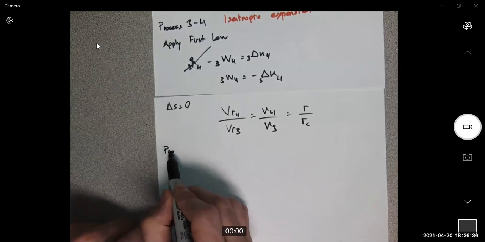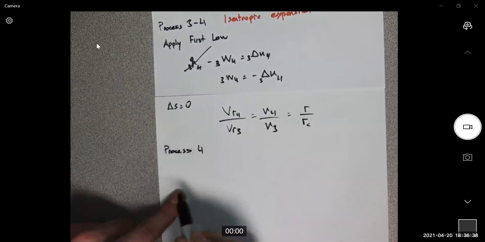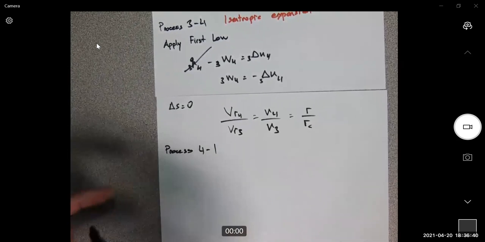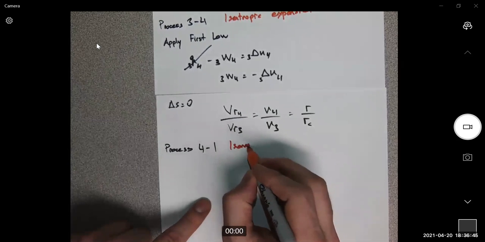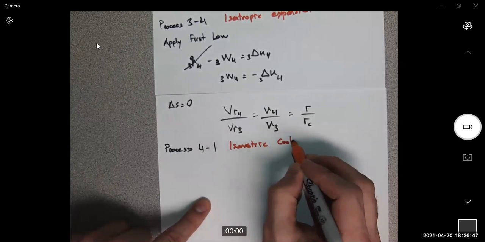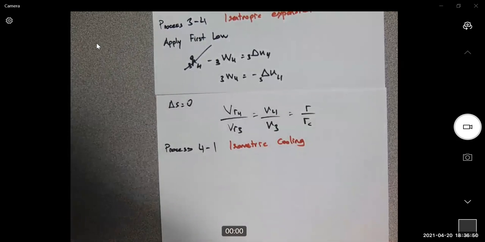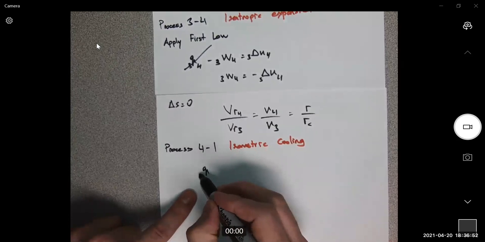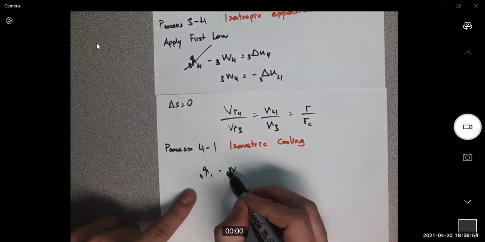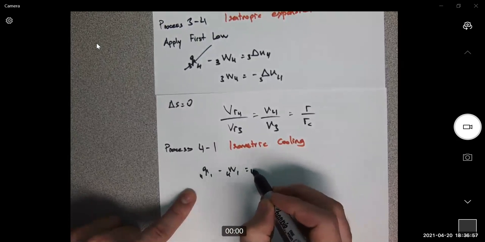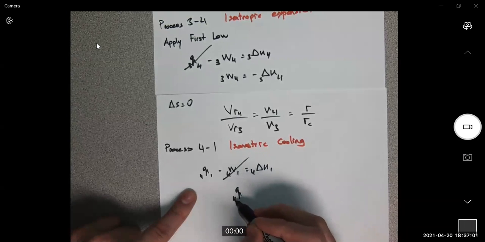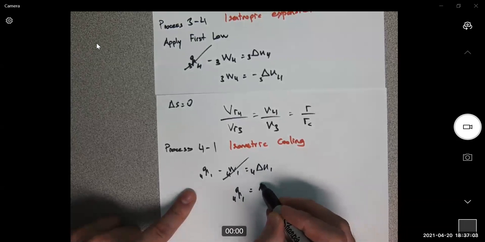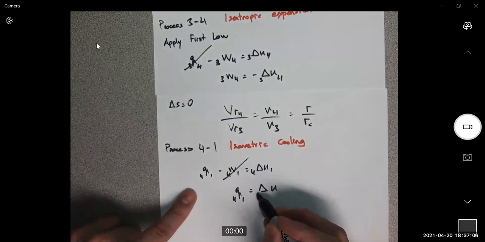Okay. Process 4 to 1, isometric. Q minus work from state 4 to 1, because the work from 4 to 1 is zero, and this equals the internal energy change from state 4 to state 1.